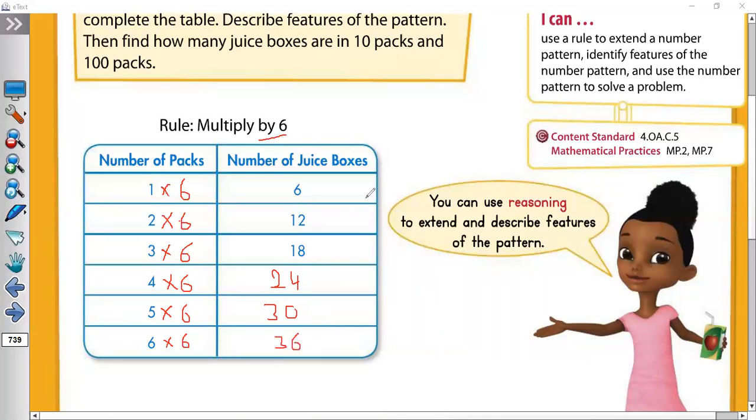And don't forget that we need to find 10 packs and 100 packs. 10 packs, so it will be 10 multiplied by what? Yes, multiply by 6. 10 by 6 is 60. And also we need 100. So 100 multiply by 6. 100 times 6 is 600. So according to our rule, it's multiplied by 6. Let's move to another exercise.